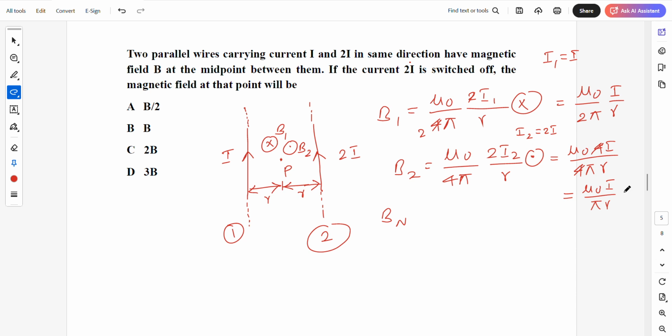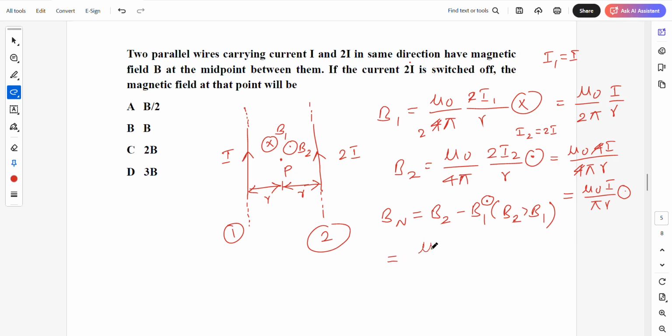Which is greater? B2 is greater. Therefore B net is equal to B2 minus B1. Compare mu naught by 2 pi into I by r with mu naught by pi into I by r: here B2 is greater than B1, therefore I am subtracting. The net magnetic field will be outside itself. Understood?